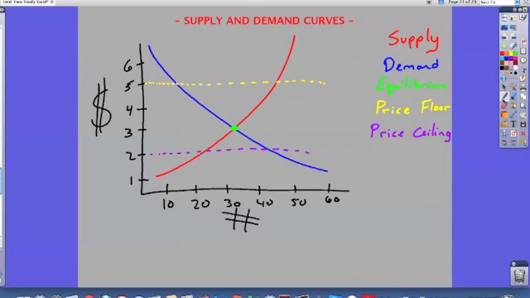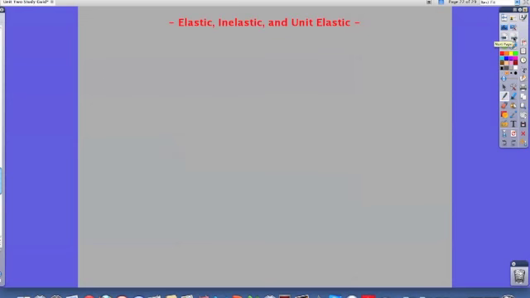Now that's just something you kind of got to memorize. I know I hate saying that, but I mean, I mess up on it. We're going to mess up on it, but that's something we really need to memorize. The ceilings are below equilibrium and create shortages, and price floors are above equilibrium and create surpluses.